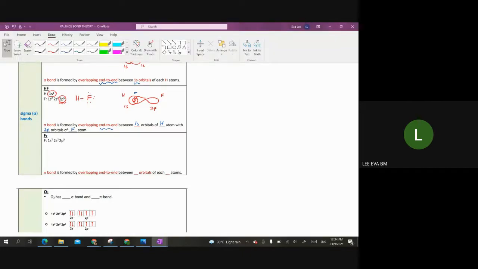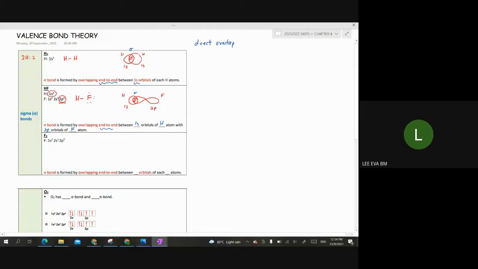Okay, next example is F2. We are using 2p from both fluorines to do overlapping. So this is your Lewis structure. You don't need to think about the lone pairs around the fluorine. Don't worry, just focus on the bond formation. Focus on the sigma bond only. So first dumbbell, the first 2p from the first fluorine, 1 electron. And the next fluorine comes to do overlapping. So this is the 2p of another fluorine atom. So in the middle is your sigma bond.